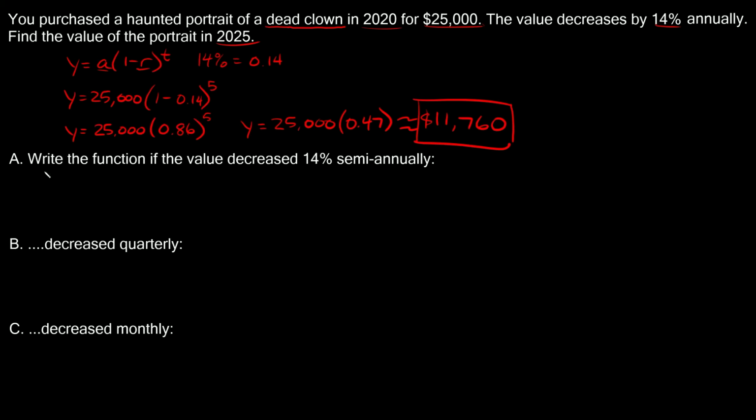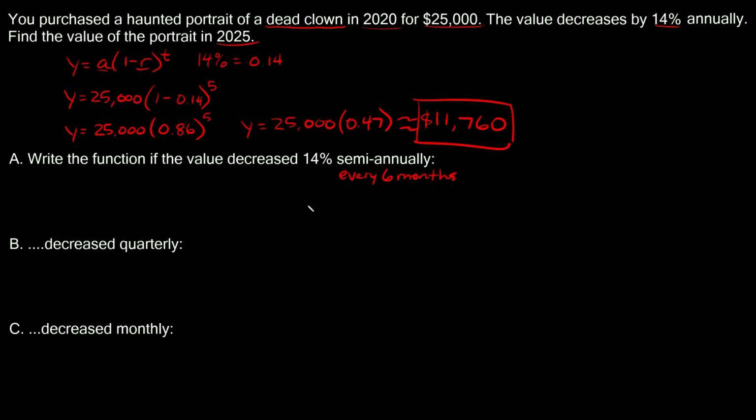Okay, now let's jump to part A right here. So follow-up question. This one says, write the function if the value decreased 14% semi-annually. Okay, so originally it says the value decreased 14% annually. Now we're saying it's decreasing 14% semi-annually. And when you see semi-annually, that just means twice a year or every 6 months. Okay, every 6 months, if you want to think of it that way, whichever way.